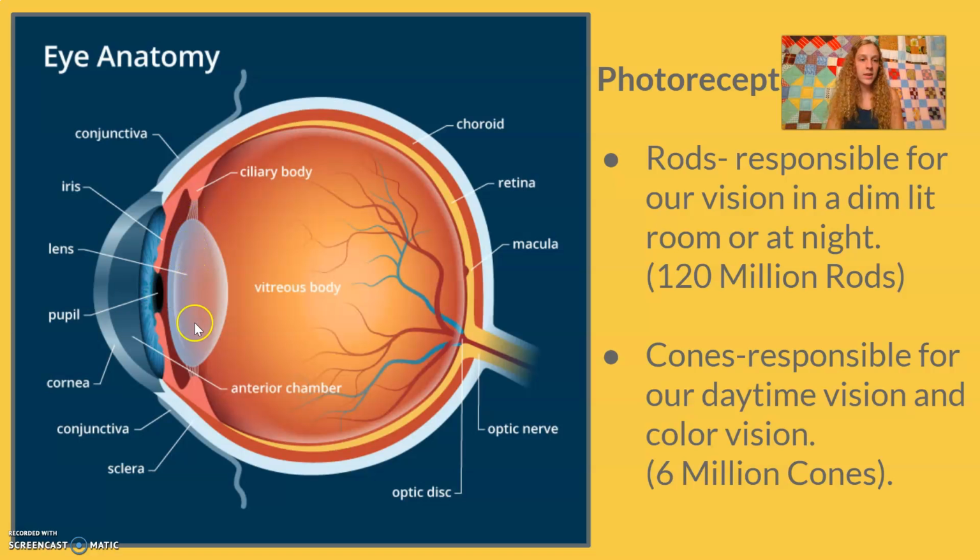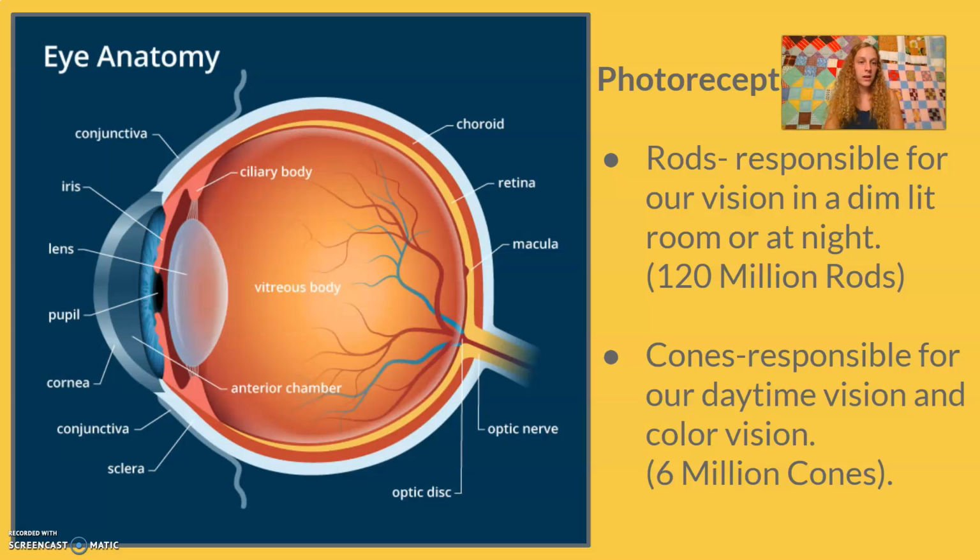And here is the main lens of the eye that filters the light onto the retina, and the retina is where the photoreceptors are housed, and these are the rods and cones I talked about. The rods are responsible for our vision in a dim lit room or at night, and there's approximately 120 million rods in the human eye. Cones are responsible for our daytime vision and our color vision, and there's about 6 million cones.